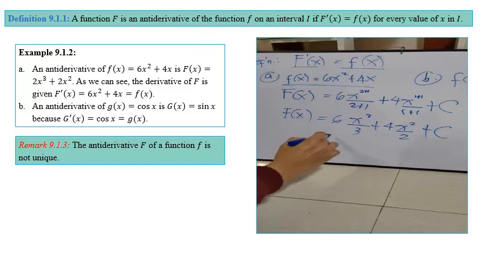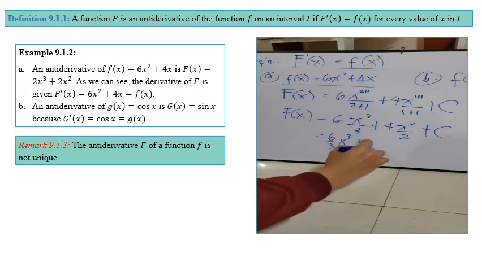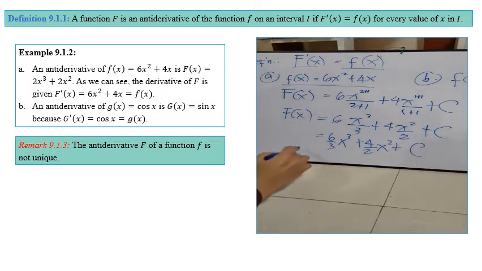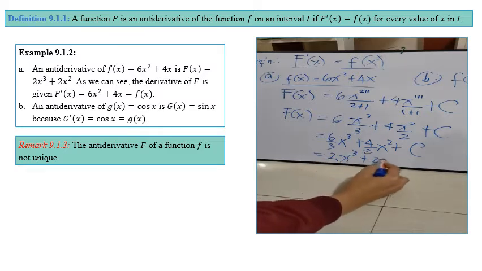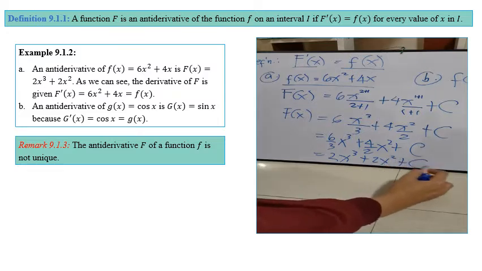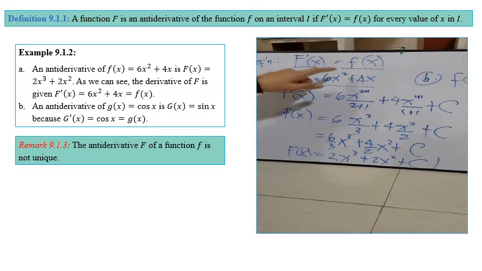So, i-simplify natin siya class. So, magiging 6. And then, reciprocal ni 3 or i-times natin dito si 1/3. So, magiging 6 over 3 na yan. We have x to the power of 3 plus 4 over 2, x to the power of 2 plus the constant C. Or this is equal to 6 divided by 3 is 2, x to the power of 3 plus 4 divided by 2, x to the power of 2 plus the constant C. So this is the antiderivative of the given function f of x equals to 6x squared plus 4x.